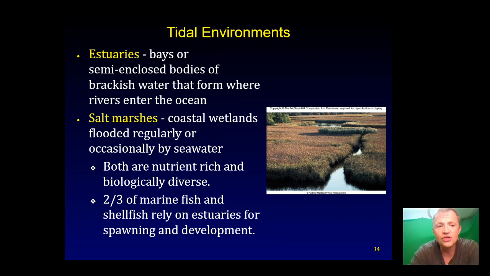Both of these are nutrient rich and biologically diverse, and two thirds of marine fish and shellfish rely on estuaries for spawning and development. So these are required areas for certain animals as well, because they use them as nurseries.